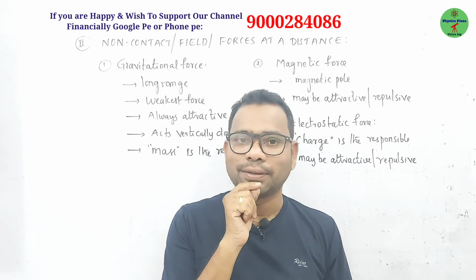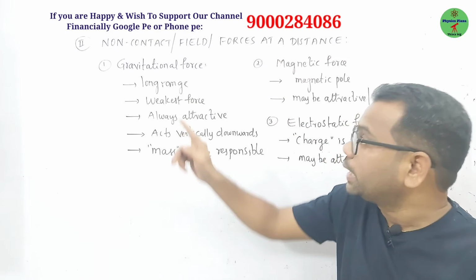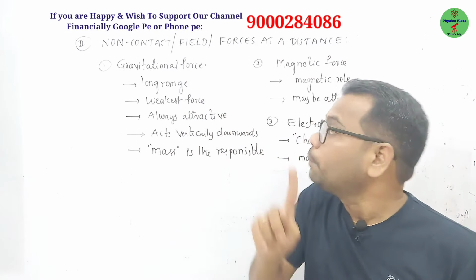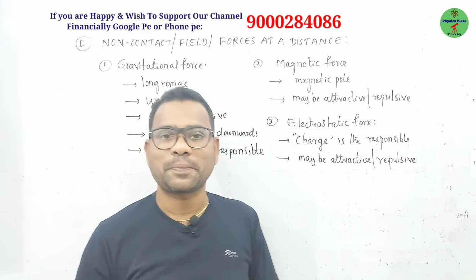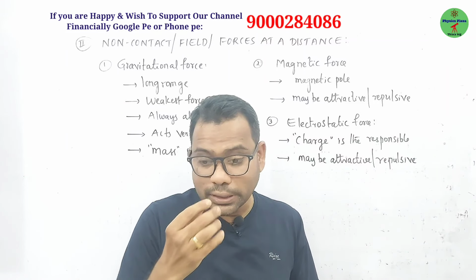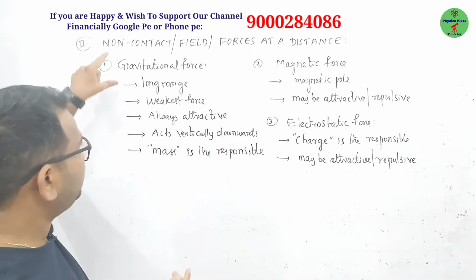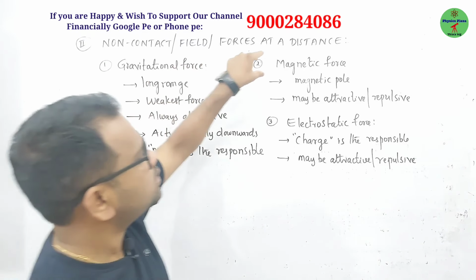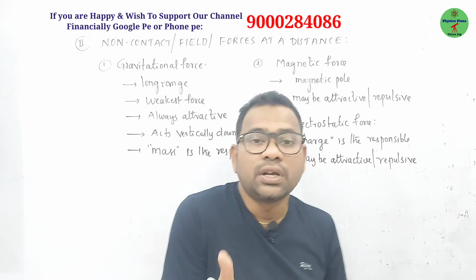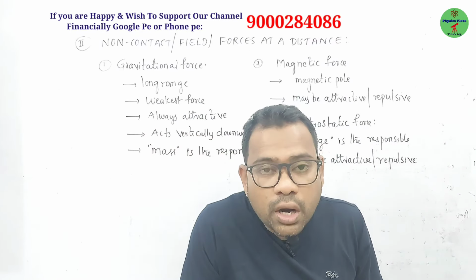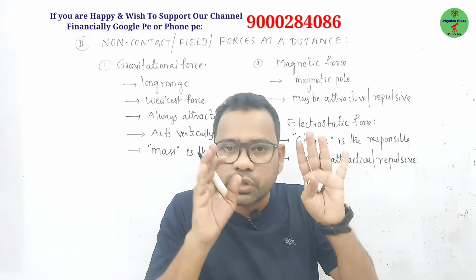But one difference is there. What is that? Gravitational force differs from these two. In what way? Gravitational force is always attractive in nature, whereas magnetic and electrostatic force may be attractive or repulsive. So in the exam they may ask you to write the characteristics of non-contact forces. You can write this: gravitational force is always attractive, whereas magnetic and electrostatic force may be attractive or repulsive. And second, the magnitude of the non-contact force changes with distance. As the distance increases, force decreases.